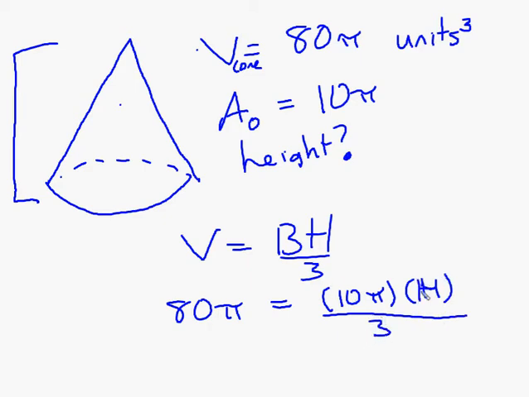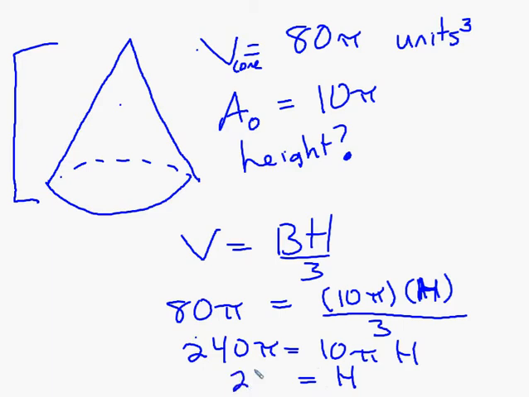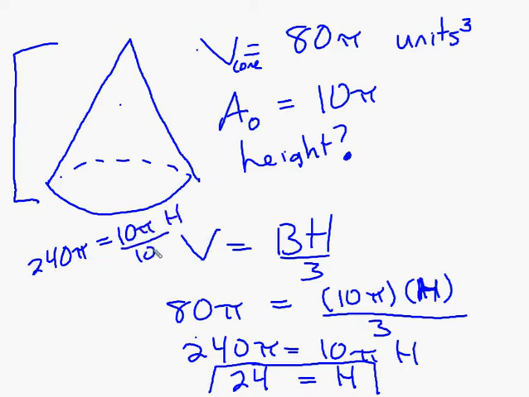Now, how do I solve this? Multiply by 3. So I get 240 pi equals 10 pi H. So now what? Divide by 10 pi, and I get 24. The pi's will cancel. That's right, 24. If I have 240 pi and I have 10 pi H, and I divide both sides by 10 pi, in this particular example, the pi's cancel. Because I divided, right?